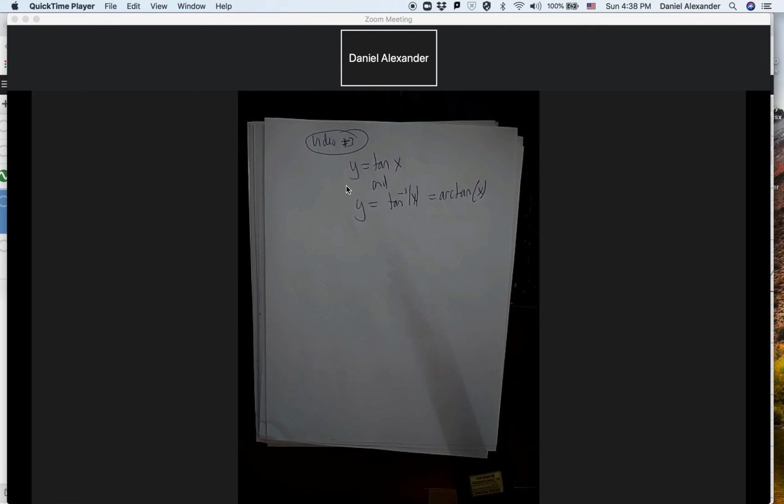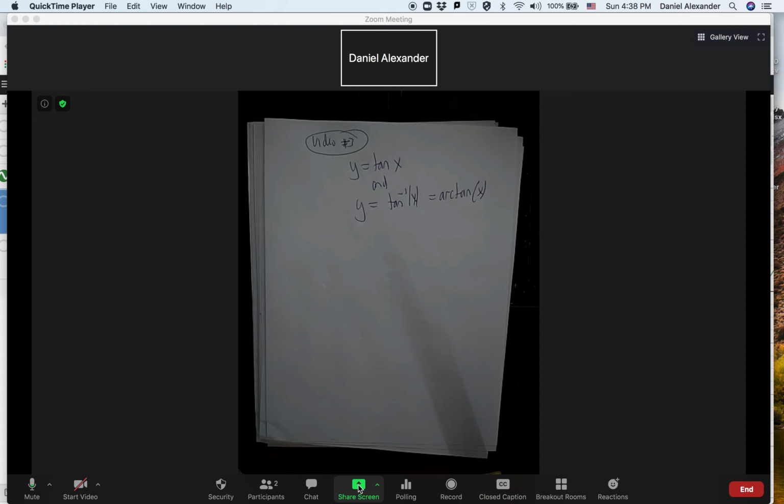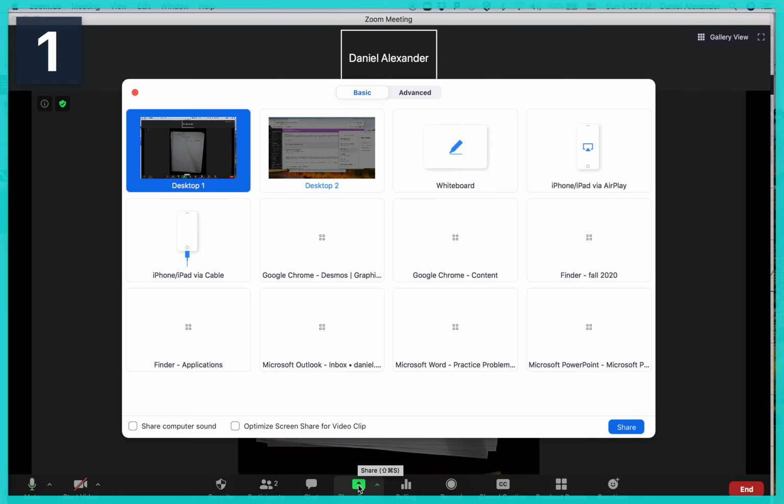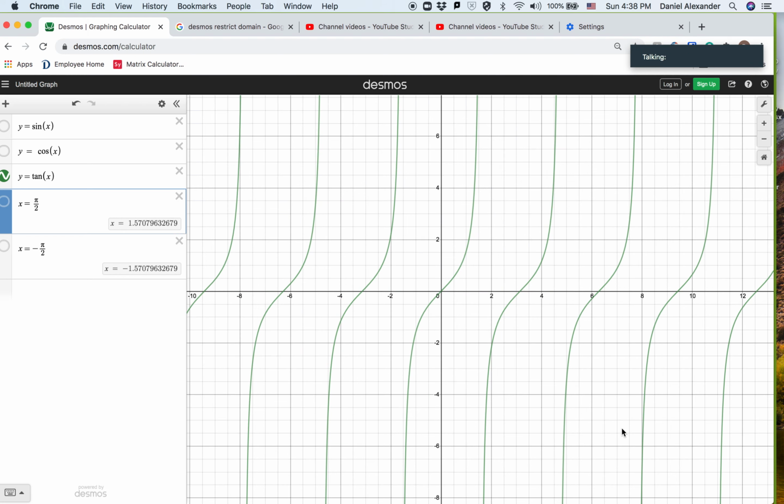The last video was about theory and inverses. And so we're going to do the same thing with the tangent and the inverse tangent. And just to make it go a little quicker, I'm going to go right into Desmos. I think Desmos is a really good way to see these things. Okay, so here's the graph of the tangent.